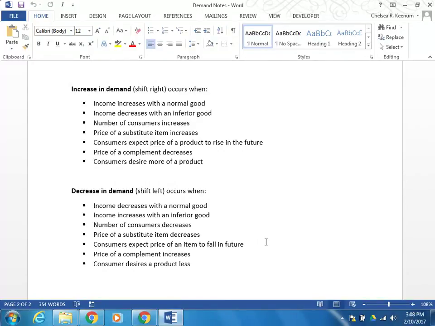The price of a complement increases. If popcorn gets more expensive, people aren't buying it, so they might not be buying Coke as much anymore. The demand for that decreases. And then consumer desires less of a product. This is basically the consumer doesn't want it anymore, so demand is going to decrease.